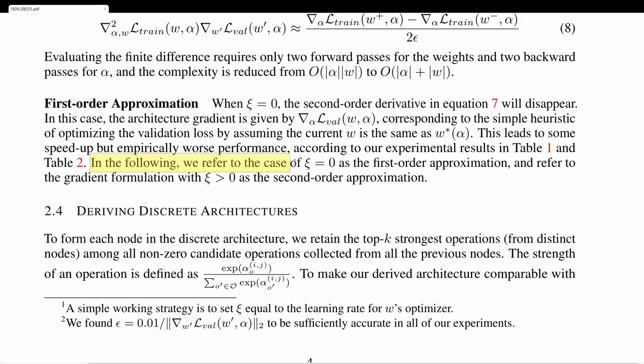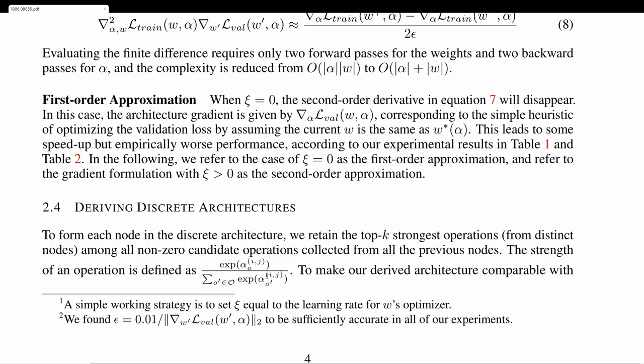In the following, we refer to the case of C equals 0 as first order approximation, and refer to the gradient formulation with C greater than 0 as the second order approximation. 2.4, deriving discrete architectures. To form each node in the discrete architecture, we retain the top k strongest operations from distinct nodes among all non-zero candidate operations collected from all previous nodes. The strength of an operation is defined as the exponential of alpha ij. So this is just the softmax, divided by the sum of all the exponentials of the values over a particular O.